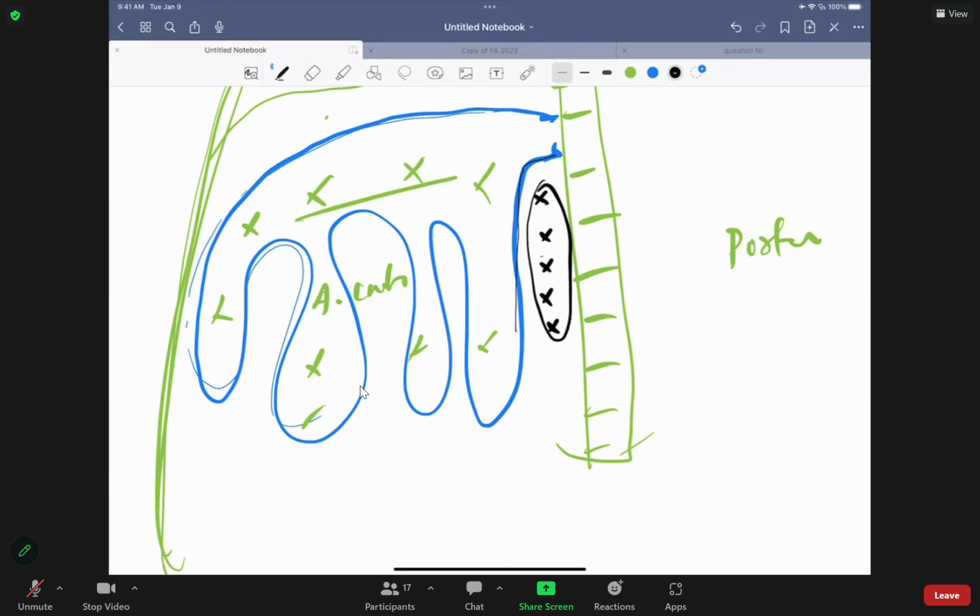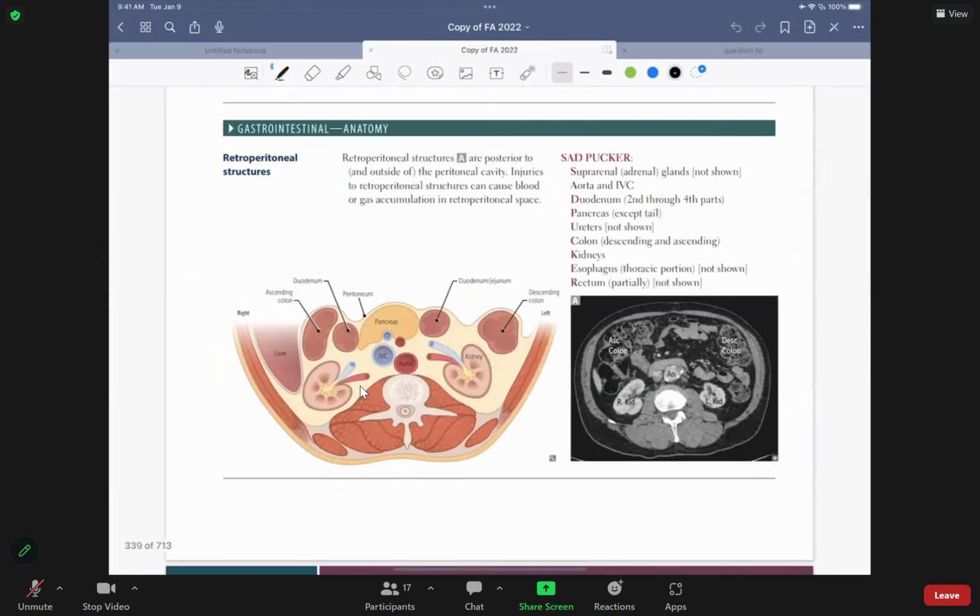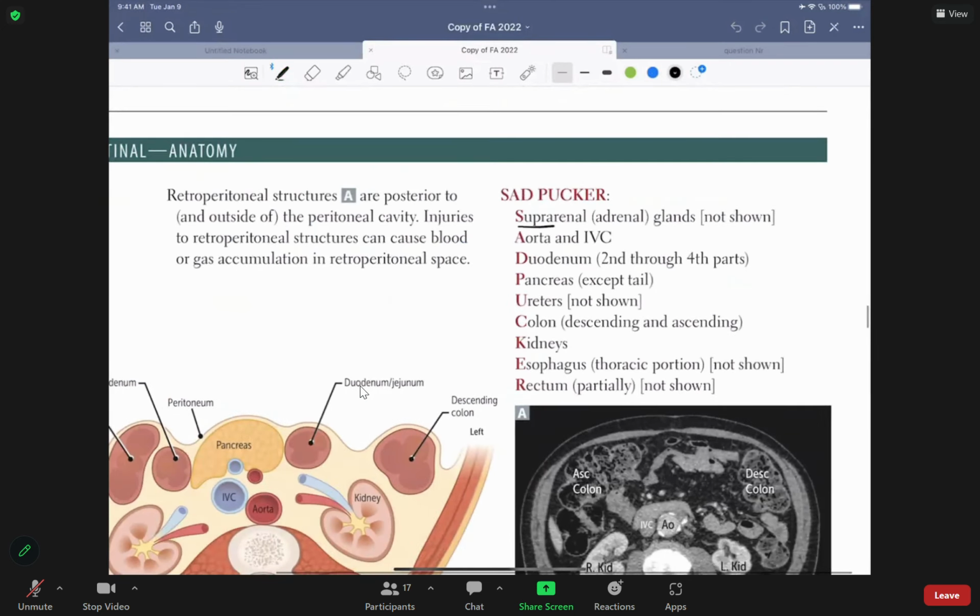Now, why do we need to really know that? If you see the book, look at this. Adrenal gland, the aorta and IVC, duodenum from the second, third, and fourth part, not the first part. Then you have the pancreas, ureter, colon, all these things, right? I'm going to highlight some of them. What I highlight, these are most important. Why do we need to learn retroperitoneal structures?